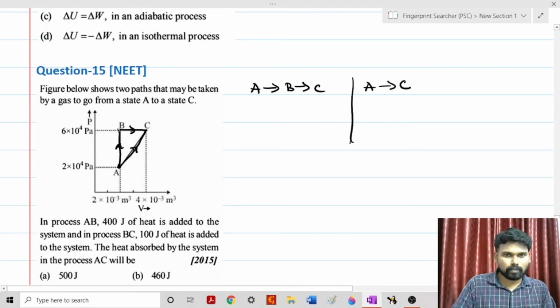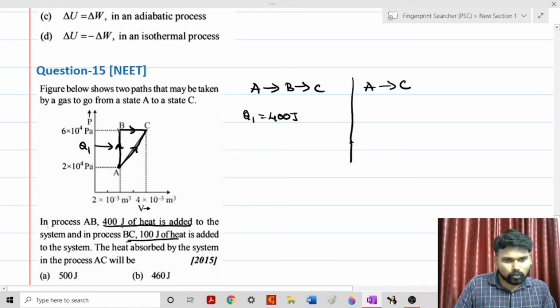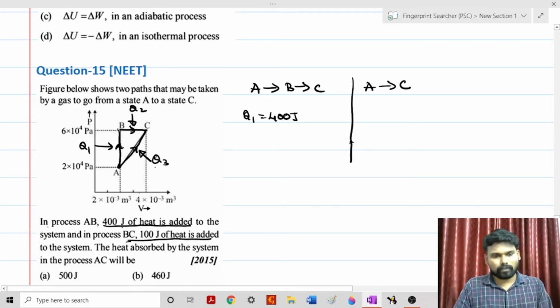Okay, in the process AB 400 joule of heat is added. So in this part 400 joule, let it be Q1. Heat is added to the system, and in the path BC 100 joule of heat is added to the system. So here 100 joule is added, let it be Q2. The heat absorbed by the system in the process AC, suppose it is Q3. Okay.